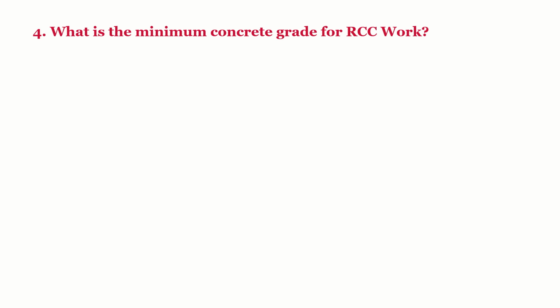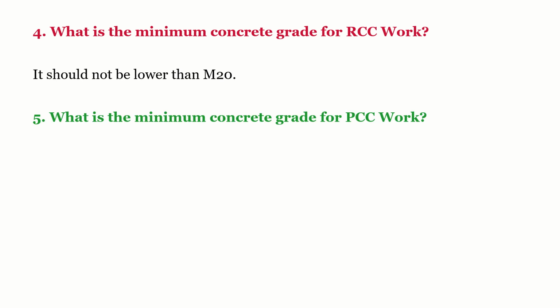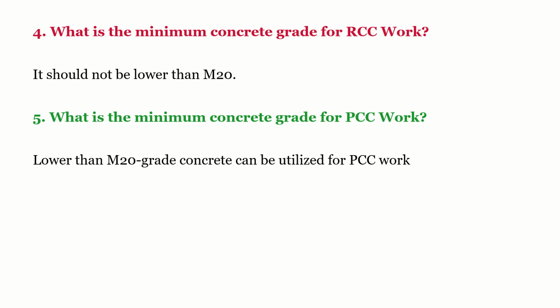Moving on to the next question, what is the minimum concrete grade for RCC work? For any RCC work, the minimum grade of concrete to be used is M20, not less than M20. What is the minimum concrete grade for PCC work? For plain cement concrete work, you can use lower than M20. So one has to remember the value M20. Equal to M20 and more than M20 is used for RCC work. Less than M20, that is M10 and M15, can be used for PCC work, that is plain cement concrete works.